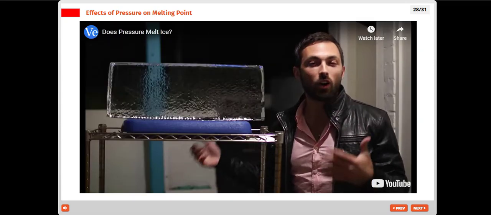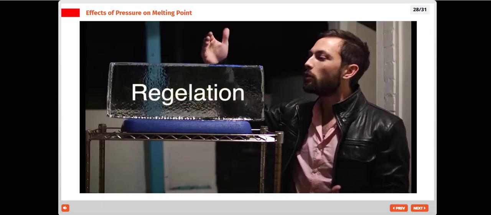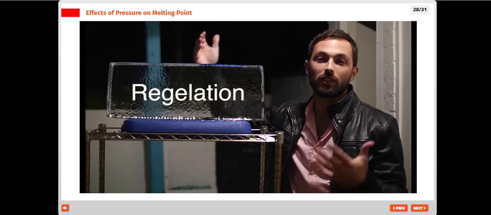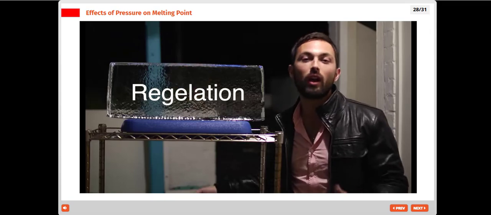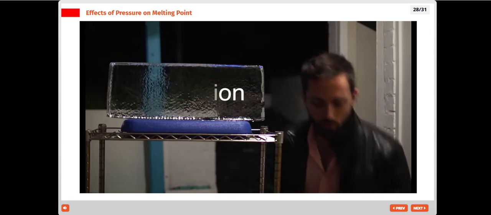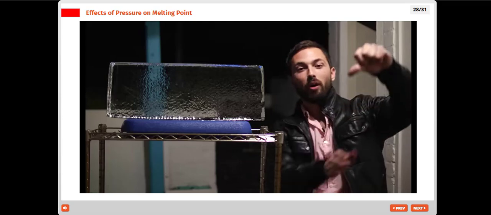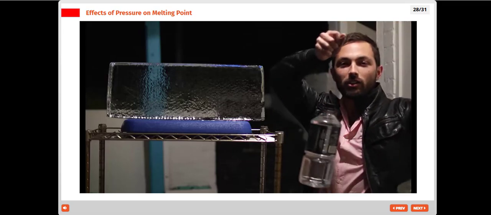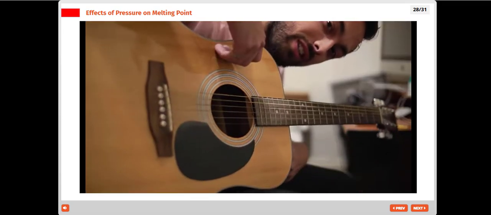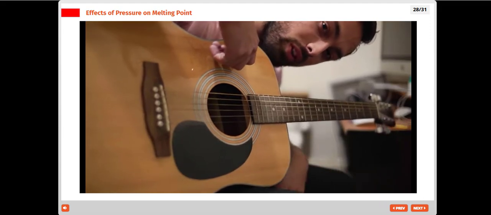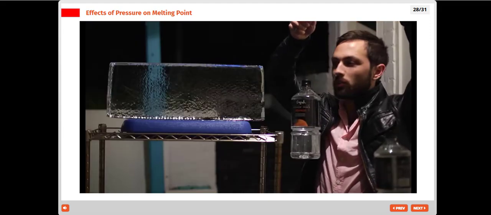I'm going to try to demonstrate something called regelation, which is where you provide a pressure onto ice and that turns it into water, but after that pressure is removed, it freezes again. So in order to demonstrate this, I've taken apart the high E string from my guitar. I chose the E string because it's thinner than a G string, and that's important. And I've weighted it with these 2 bottles of water.